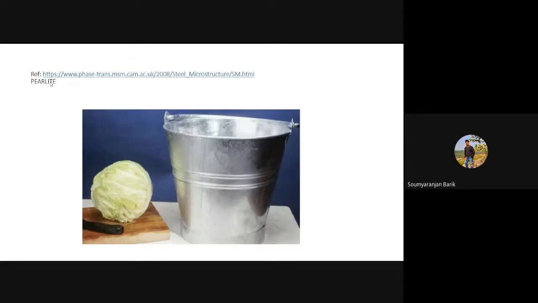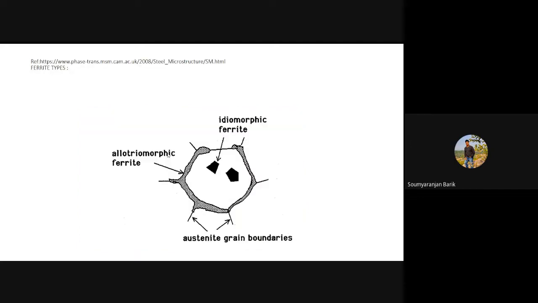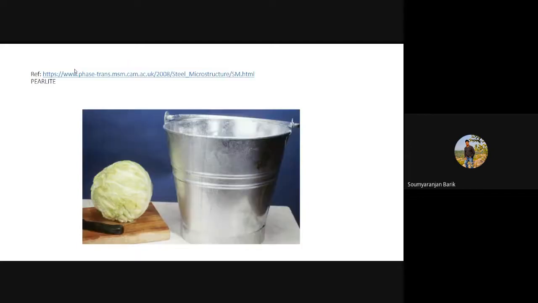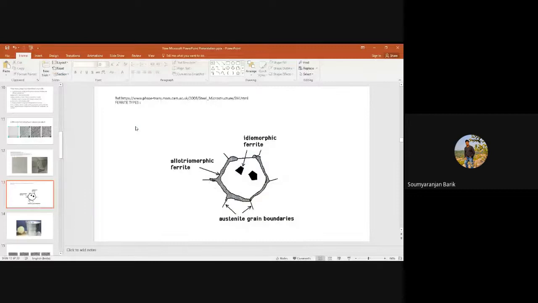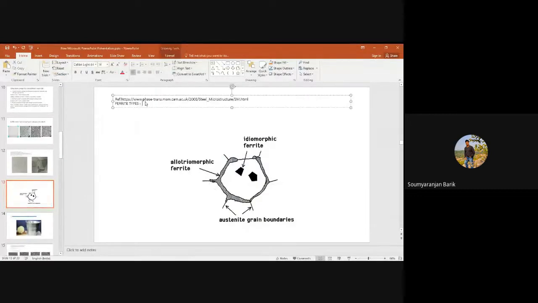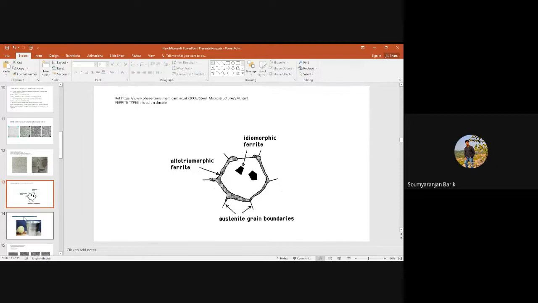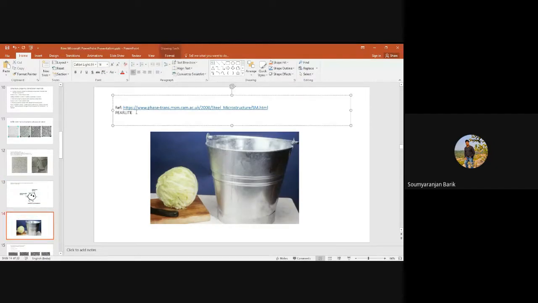Next, we'll move to, okay, fine. We'll discuss the nature of ferrite. What is the nature of ferrite? Ferrite is soft and ductile, right? Then we'll discuss pearlite. To explain the pearlite, I have taken water in this bucket and I have taken a cabbage. Listen carefully. I have taken a cabbage and a bucket of water.